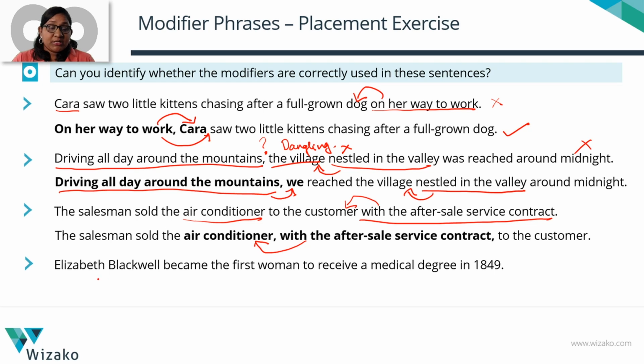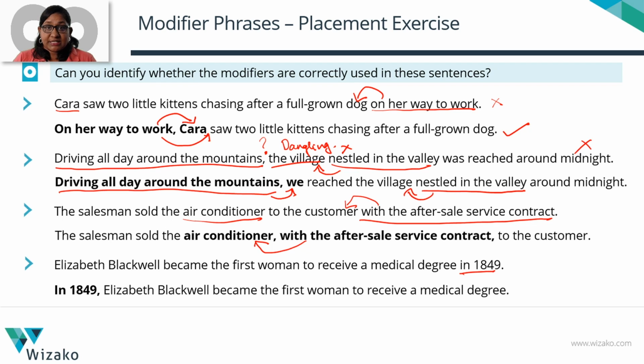Alright, one last example. Elizabeth Blackwell became the first woman to receive a medical degree in 1849. In 1849 is a modifier. At first glance, it looks fine. But I have ambiguity in the meaning that the sentence is conveying. I'm not sure whether she became the first woman ever in 1849 or whether she became the first woman out of all those to receive the degree in 1849. I don't know whether the 1849 is referencing the word became or whether it's referencing to receive, right? Which action are we denoting? Which event happened in 1849 is not very clear.